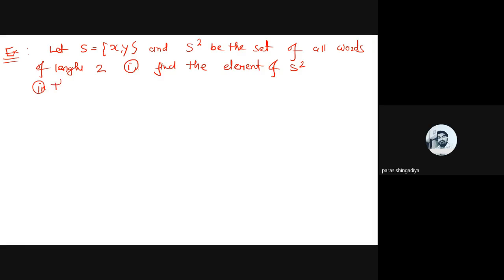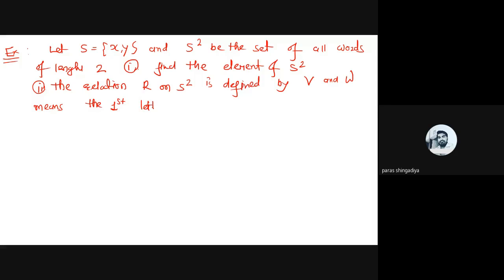And then after that, the second one: the relation R on S square is defined by V and W, which means the first letter in V is the same as the first letter in W, and V and W belong to S square.